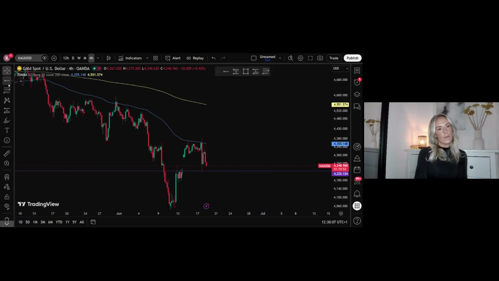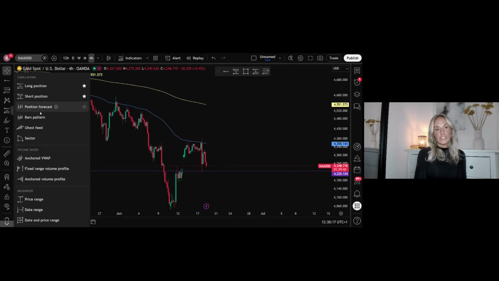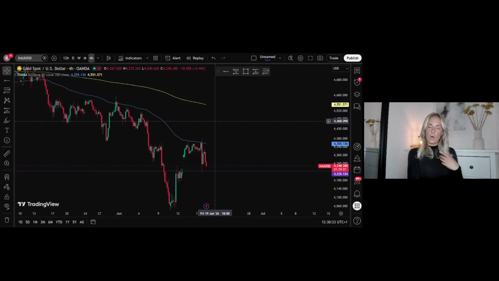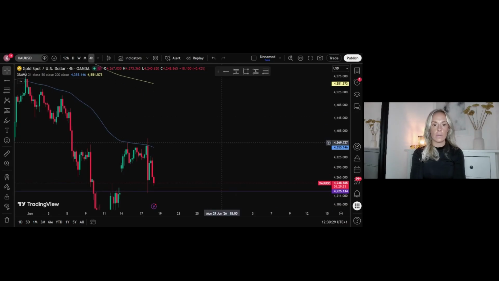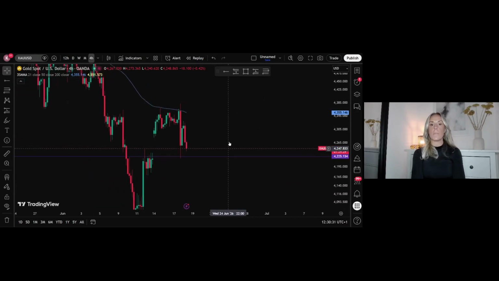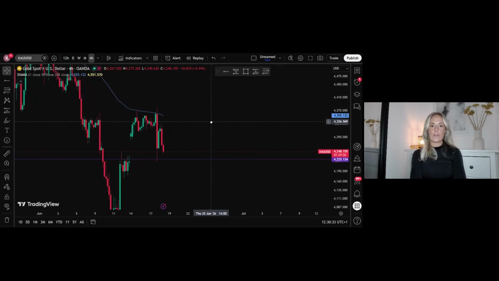Along the left-hand side here are your drawing tabs. So all of your drawing icons are along here. Your positioning tools. So if you're going to enter a long position, a short position. So a long position is a buy-in. So when you are wanting to enter a long, that means you're buying. When you're entering a short, that means you're selling.